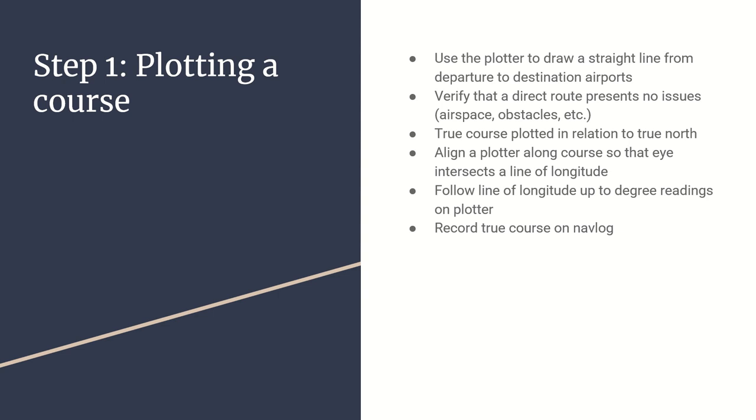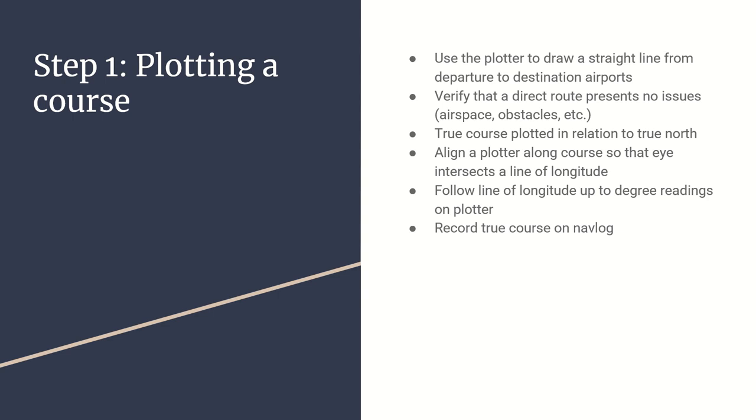So if there are no problems, then keep in mind that the line you just drew is in relation to true north. So this is what we call true course, okay? And in order to find out what the true course is of the line, we have to align the top of the plotter, and I'll have pictures of this on the next slide, but we have to align the top of the plotter with our line, and there's a little eye that runs along the top of the plotter that we also need to put against the line and also a line of longitude.